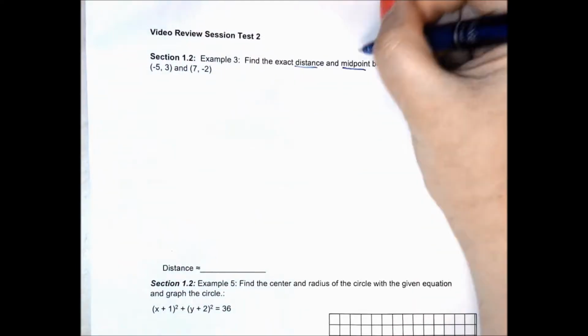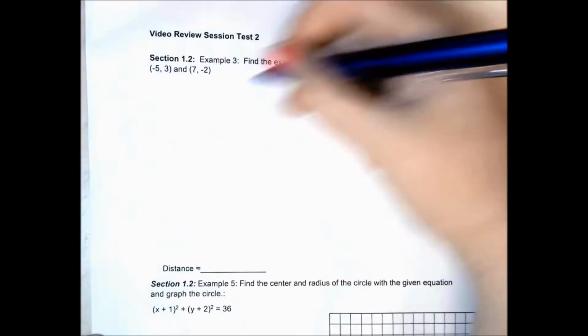Alright, so section 1.2 covers our circles, and I figured since it was an equation where x was squared that we'd include it on test 2 where all the other equations have x squared. It also had the distance and midpoint.